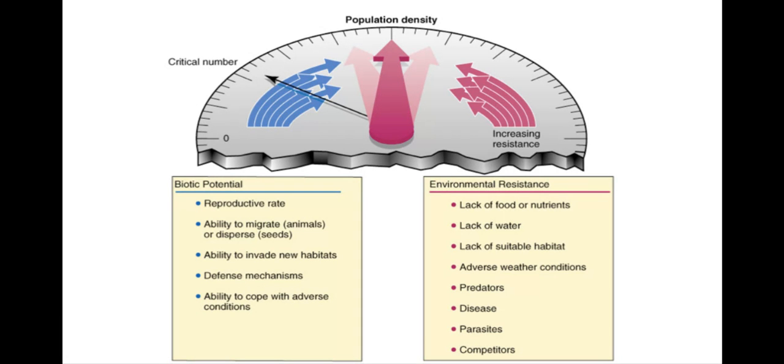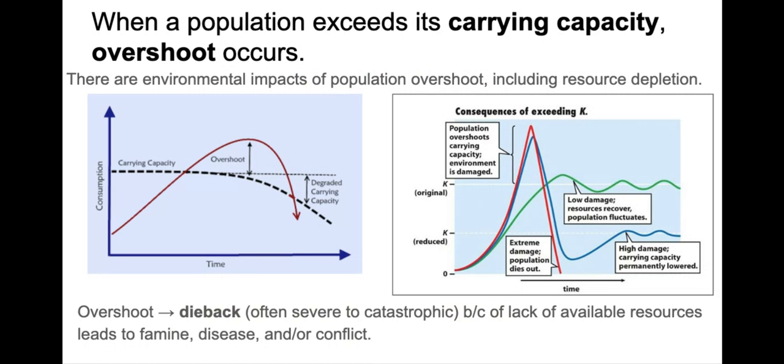Okay, so going back to this diagram that I presented, population density is going to be kept in check because of the biotic potential factors and the environmental resistance factors. So you can pause the video and take a look and make sure you understand this.